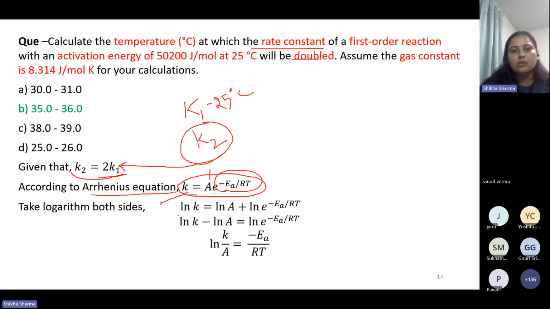So yeah, let's take the log on both the sides. So ln K equals ln A plus ln e to the power minus Ea by RT, since it's in multiplication. Now we shift ln A to the left hand side. So ln K minus ln A equals ln e to the power minus Ea by RT. Since it's in minus, we can take it as the fraction ln K by A equals, since both are natural log, it can be solved as minus Ea by RT.